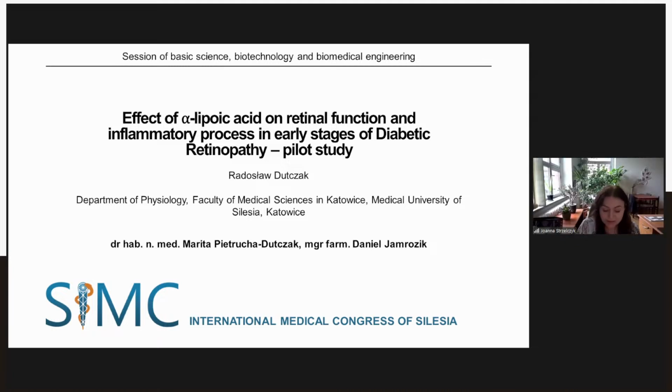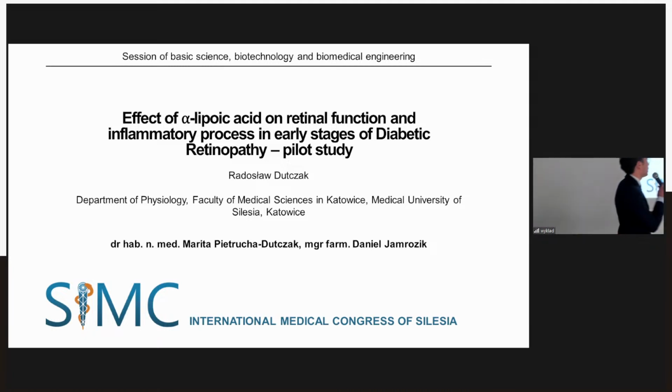Yes, I have a question regarding the alpha-lipoic acid and the study in other works. I'm sure that in PubMed you find a lot of information, but what was important for you to choose this alpha-lipoic acid in your study?